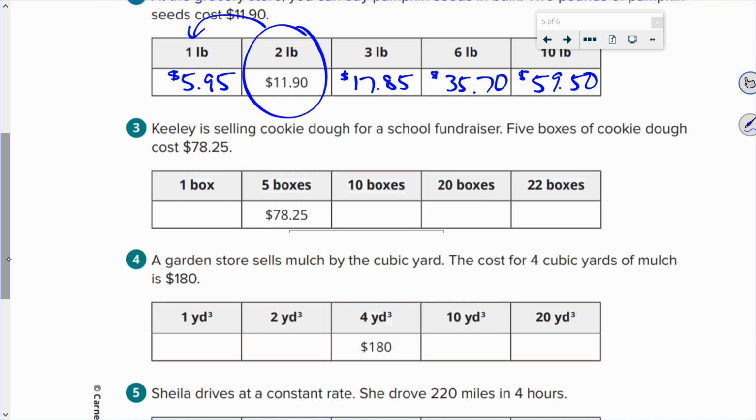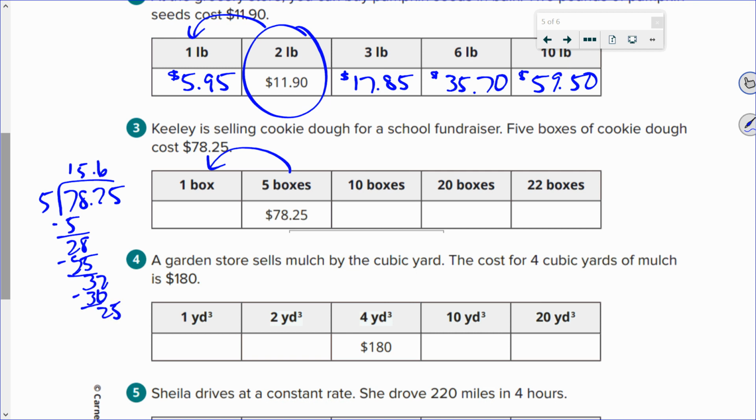Okay? Same thing here. Here's where my double is, so I'm going to divide 7825 by 5. So that one I'll go ahead and do over here. Let's go, it's 1, gives us 28, so that's 5. 25 gives me a 3. 32 is going to go 6. 25 is going to go 5. So that one was $15.65 per box.